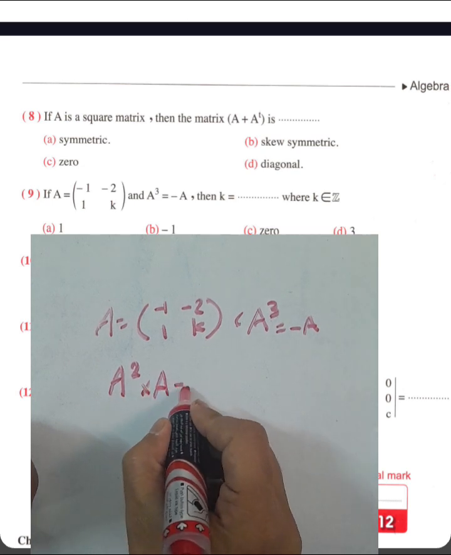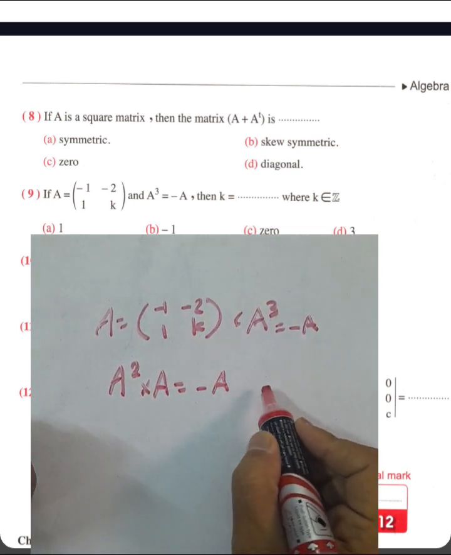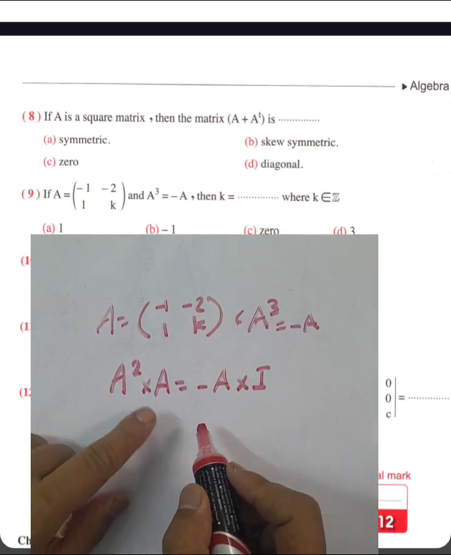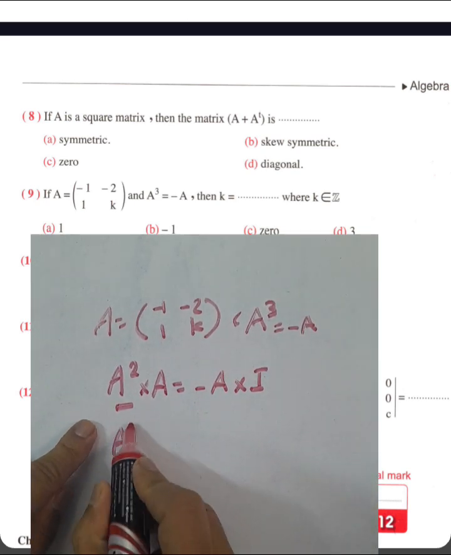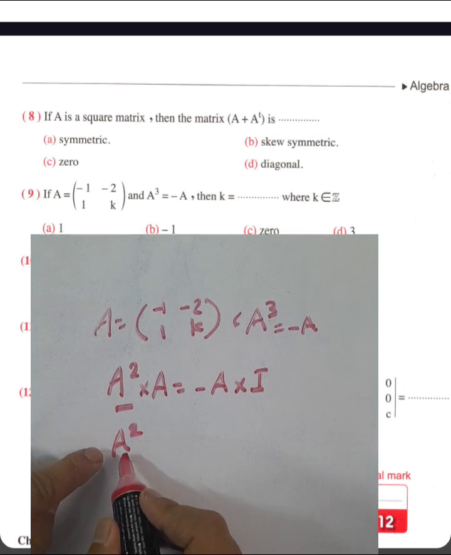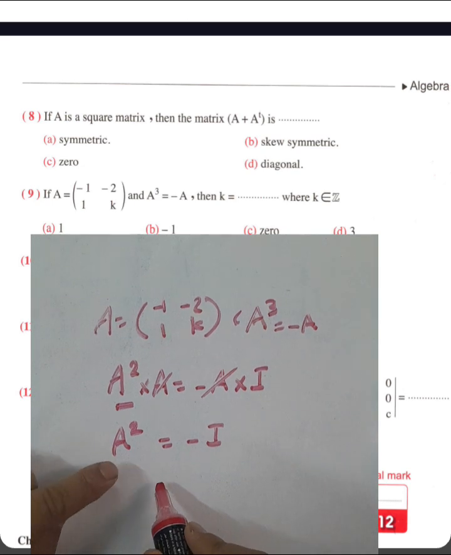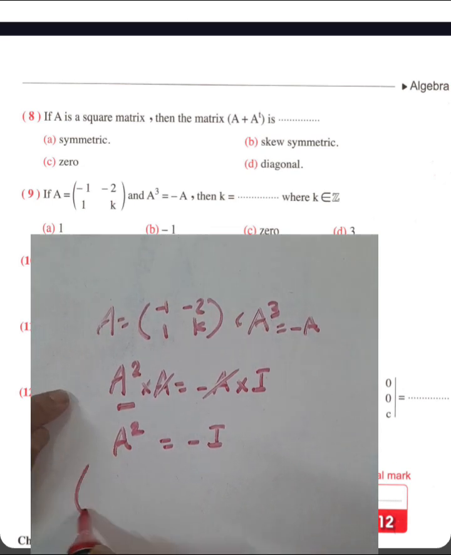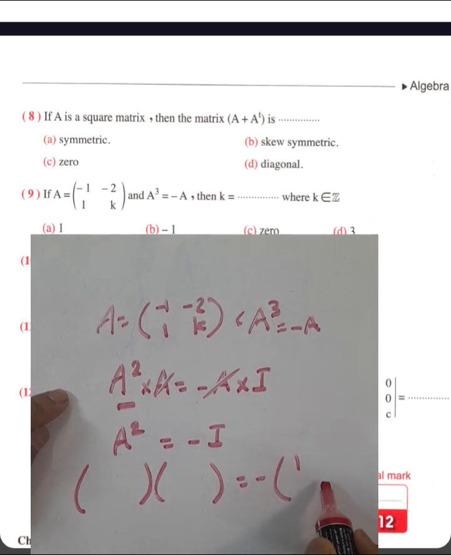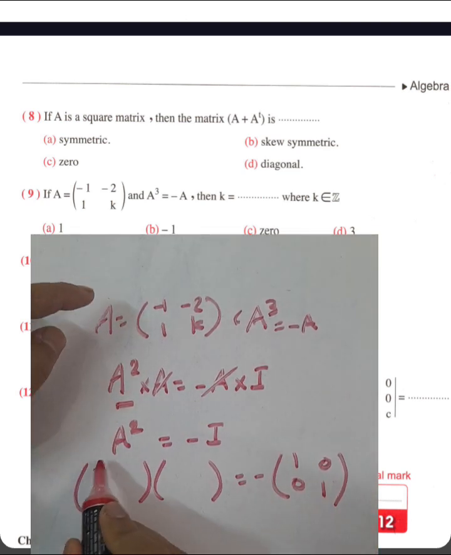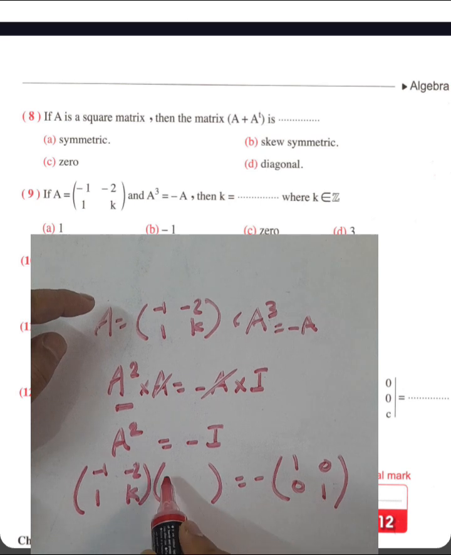a, and negative a multiplied by I, and then e power 2 or e squared equal negative I to cancel them, and then we can write e squared, it's meaning e times itself equal negative I, here 1 and here 1, 0 and 0, and then write e equal negative 1 and 1 and negative 2 and k, negative 1 and 1 and negative 2 and k.